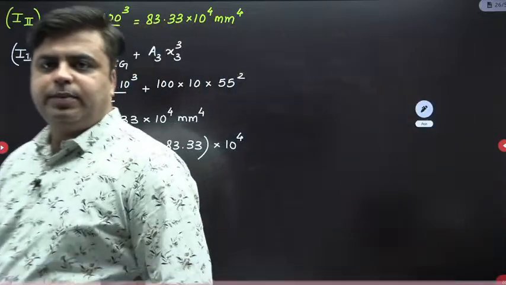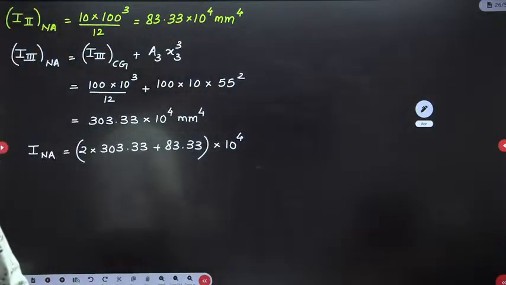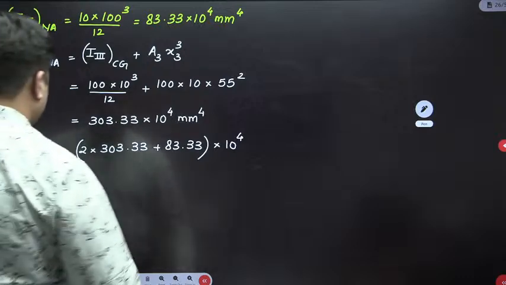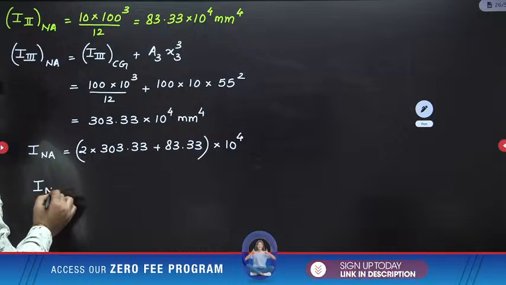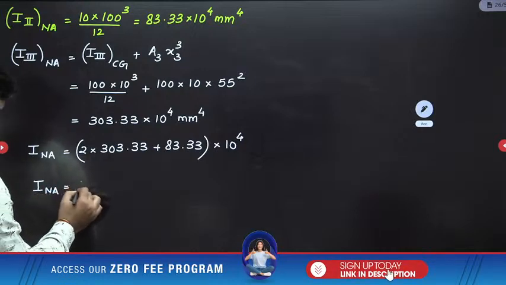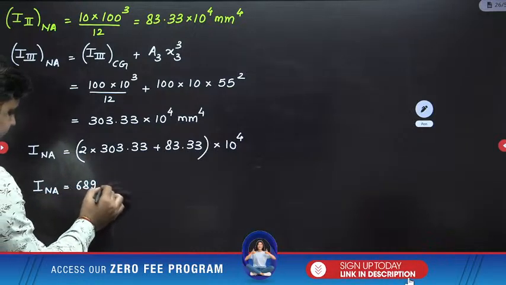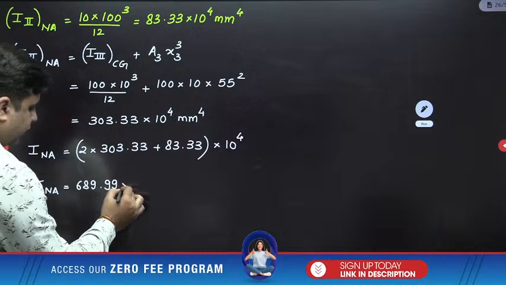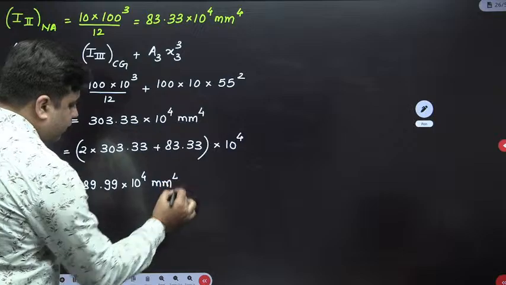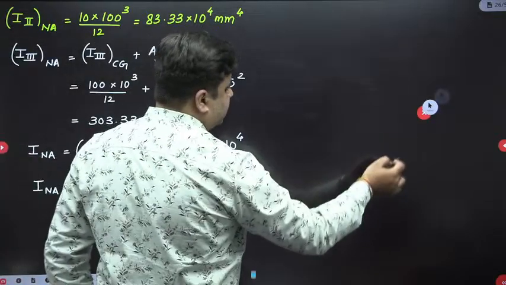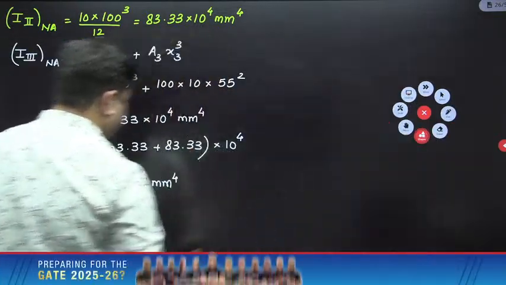So this will be 689.99. Okay. So moment of inertia about neutral axis is 689.99 into 10 raised to the power 4 mm raised to the power 4. Okay. Now you know all the values, calculate the shear stress.